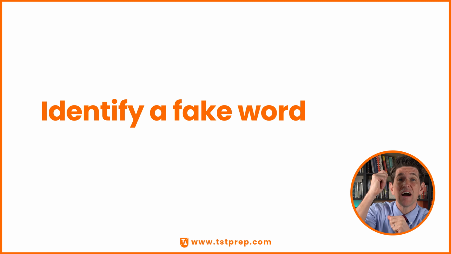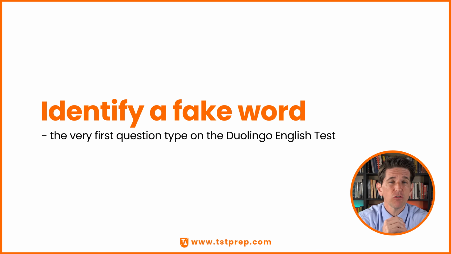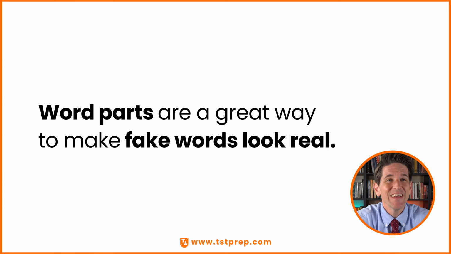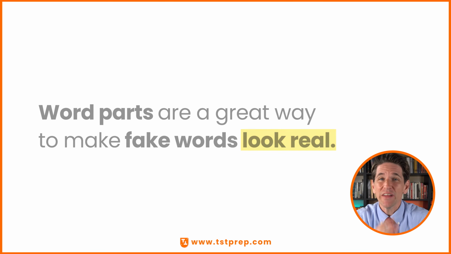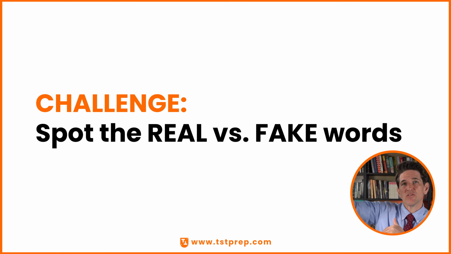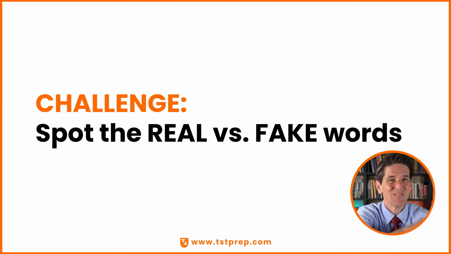These other prefixes as well also help you not just understand the meaning of a word, but also help you identify a fake word. That is one of the first questions, it's the first question type on the Duolingo English test, is read and select. You have to spot the fake words. And word parts are a great way to make fake words look real. So let's do an example right now. These five prefixes, let's do read and select questions. I'll give you 20. You have to decide if it's a real word or a fake word. Let's try right now. Here we go.